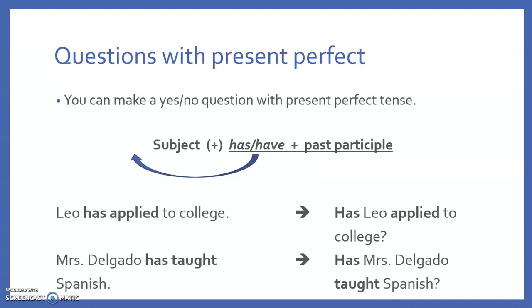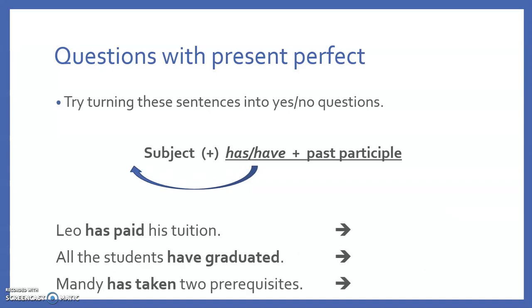You can also make questions with present perfect tense. Simply move has or have in front of the subject. Leo has applied to college becomes, has Leo applied to college? Mrs. Delgado has taught Spanish becomes, has Mrs. Delgado taught Spanish? Try turning these sentences into yes-no questions.